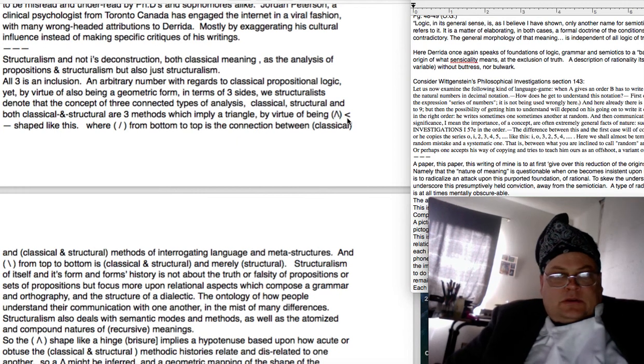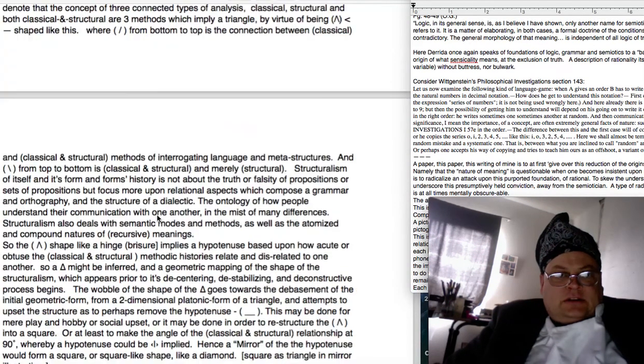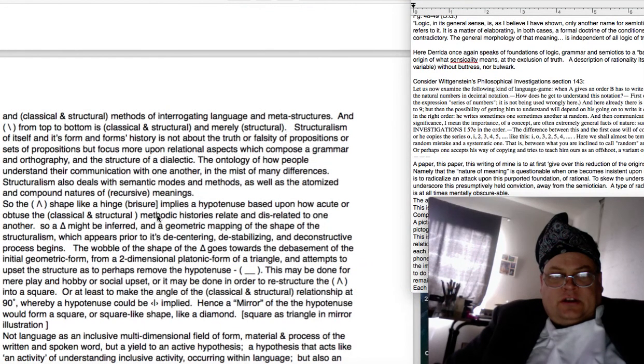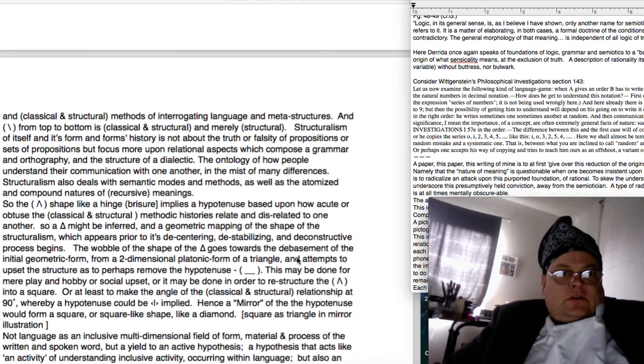Here's a graphic, shaped like this, right, meaning the idea this is the shape, where this line, the left of a triangle upward, let's say, a dash, if you will, from bottom to top, is the connection between classical and structural methods of interrogating the language and metastructures, and the top to bottom downstroke slash of a triangle, from top to bottom, is classical and structural, and merely structural.